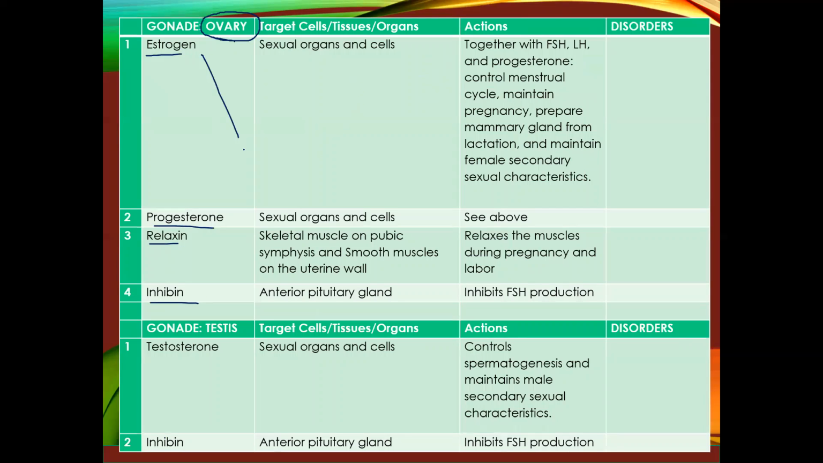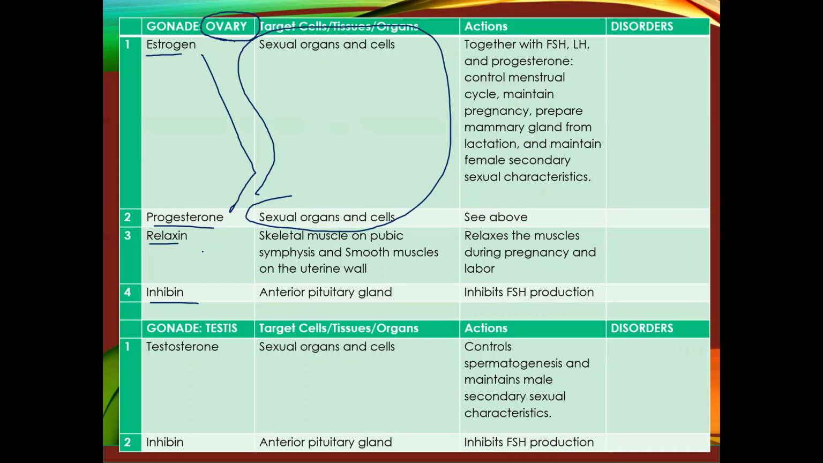Now, estrogens and progesterone, they work together to control the female secondary characteristics. Okay, so the targets will be the female sexual organs, and then the action will be controlling these female sexual characteristics.